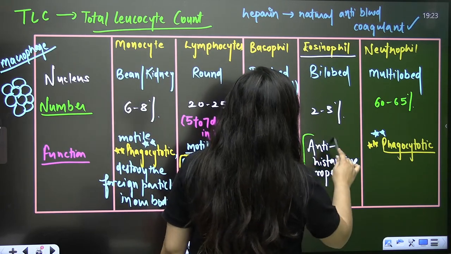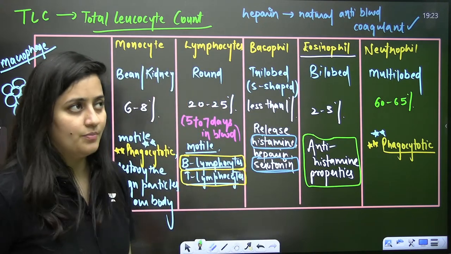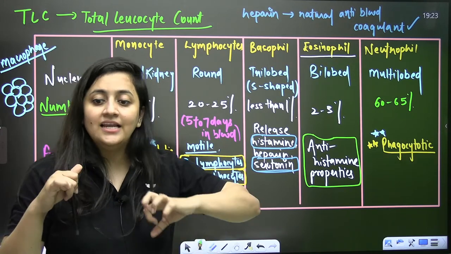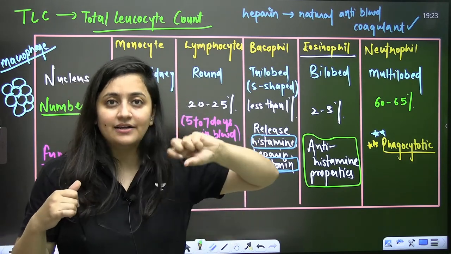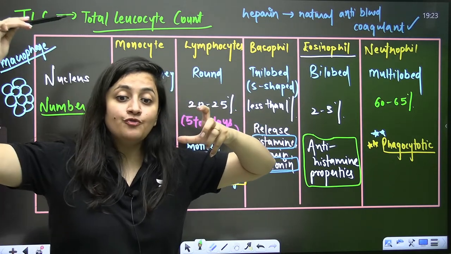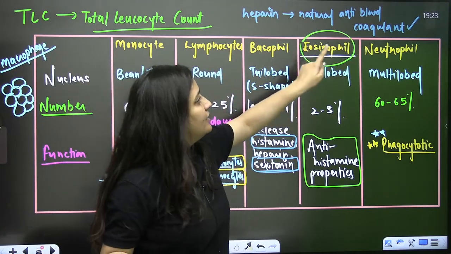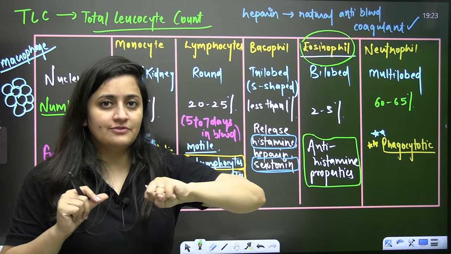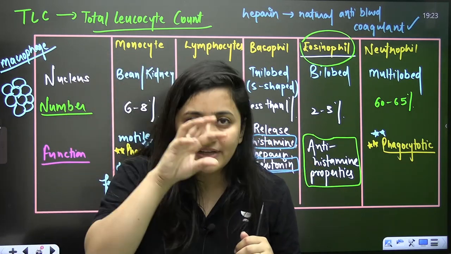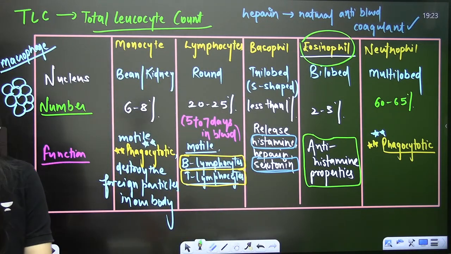Right, antihistamine properties are there. This eosinophil has the antihistamine properties. See, eosinophil, allergy, E, E related. Allergy, E. Can you relate it? Eosinophil, allergy, E. So, during allergic reactions in your body, these eosinophils will be released. They will release antihistamines. They will try to kill that allergen. So, they are going to play the role there.